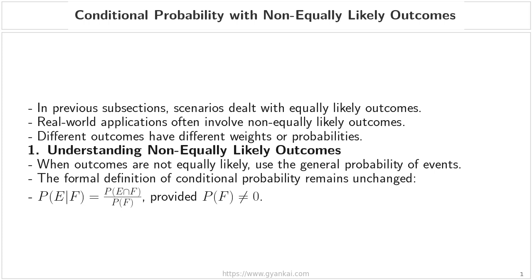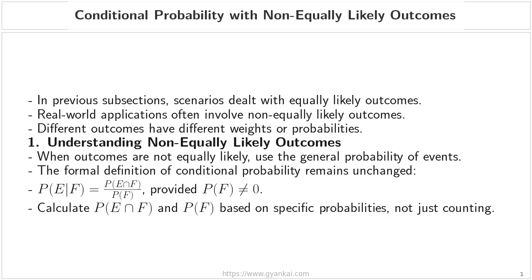Because we aren't just counting outcomes anymore, your main task here will be to carefully calculate the probability of the intersection, which is the probability of both E and F happening, as well as the probability of the condition, F, based on the specific probabilities provided in the problem. Later in this session, I will show you a visual tool called a tree diagram that will make calculating these specific probabilities much more intuitive.